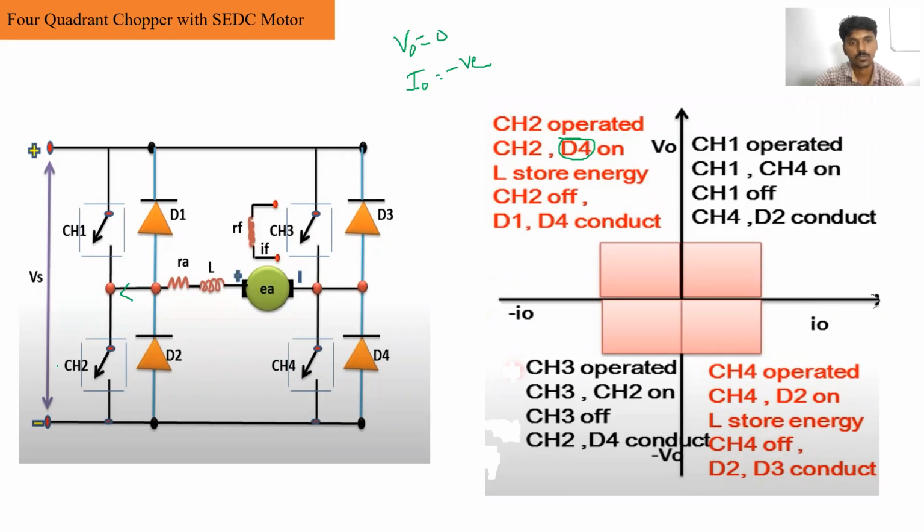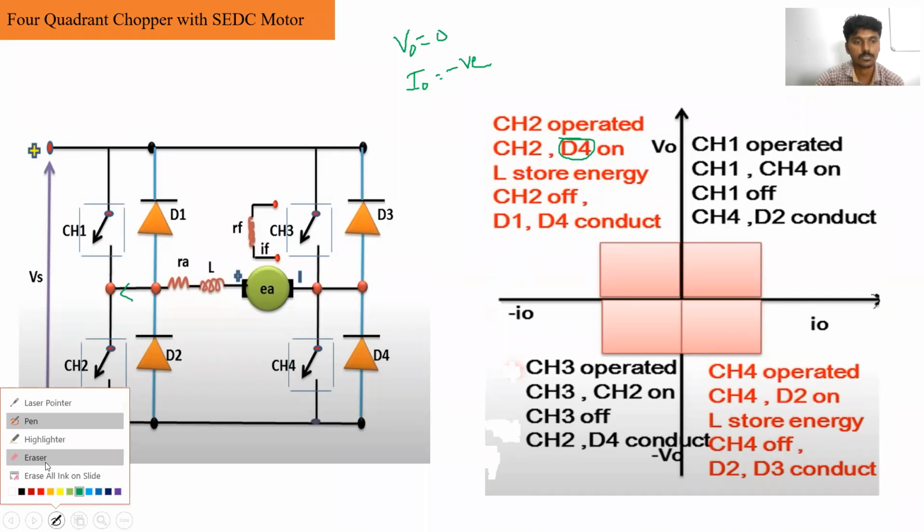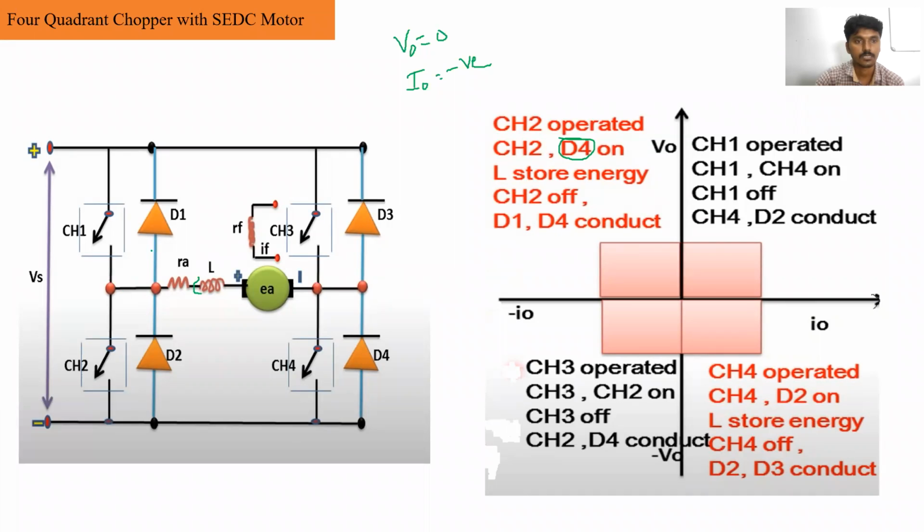So if switch 2 is off, how is the current flowing? This current is diverted to another circuit, through D1, through the supply voltage, and through D4, like this. This is the current flowing through the circuit. Clear?